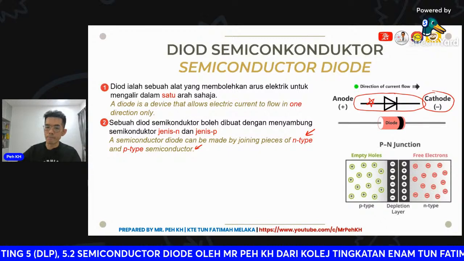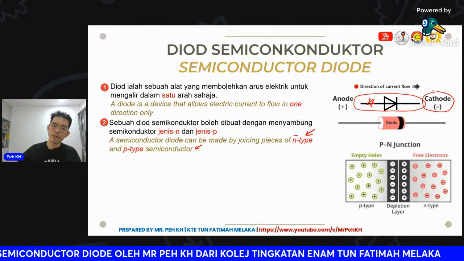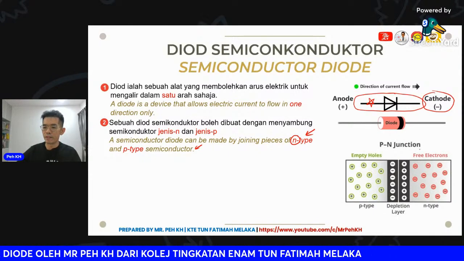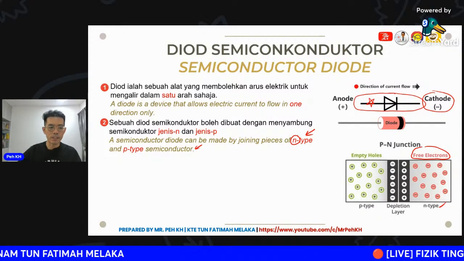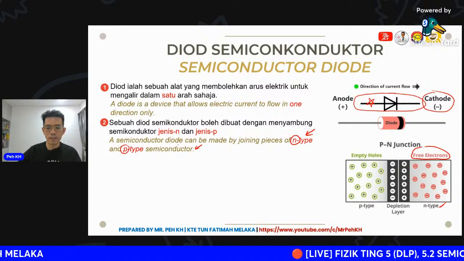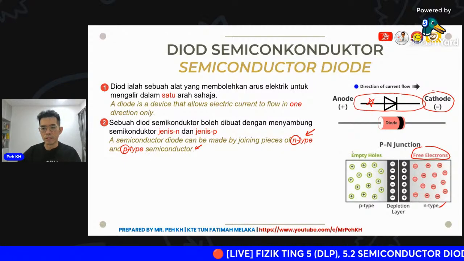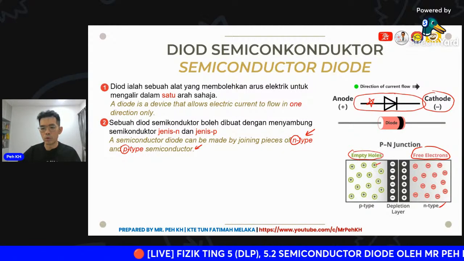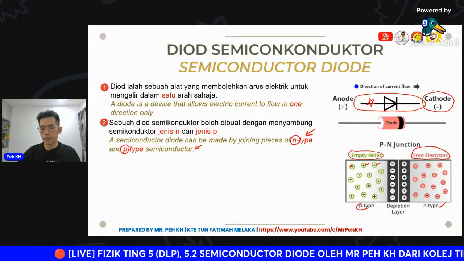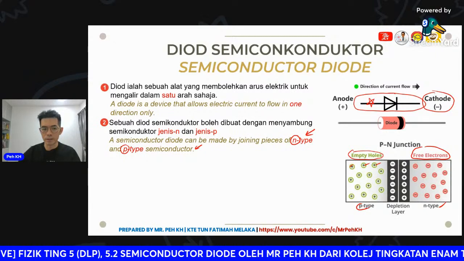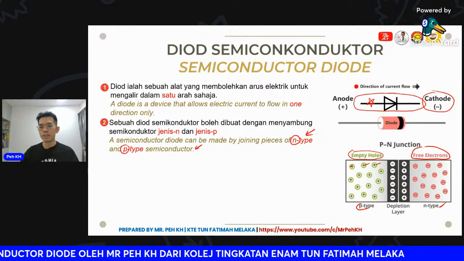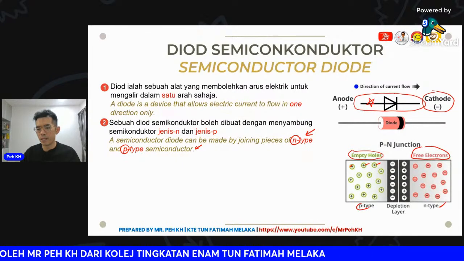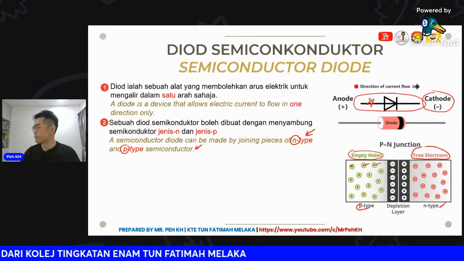In the N-type semiconductor, the main carrier is the free electron. So here this is an N-type semiconductor. A P-type semiconductor is a positive type of semiconductor, so the major carrier here is the hole, which is a positive charge. So this is a P-type semiconductor. The diode can be made by joining the P-type and N-type semiconductors together.